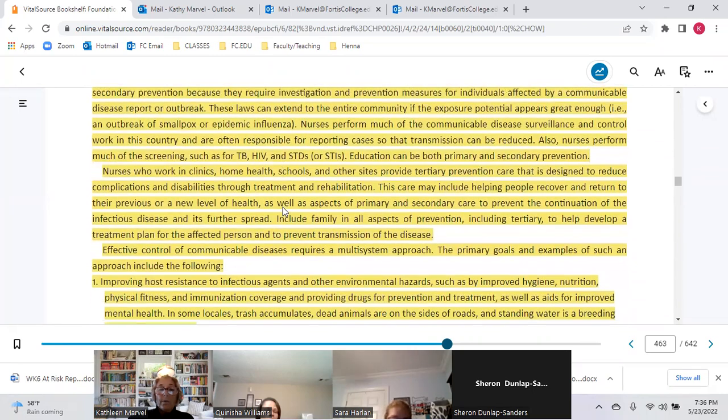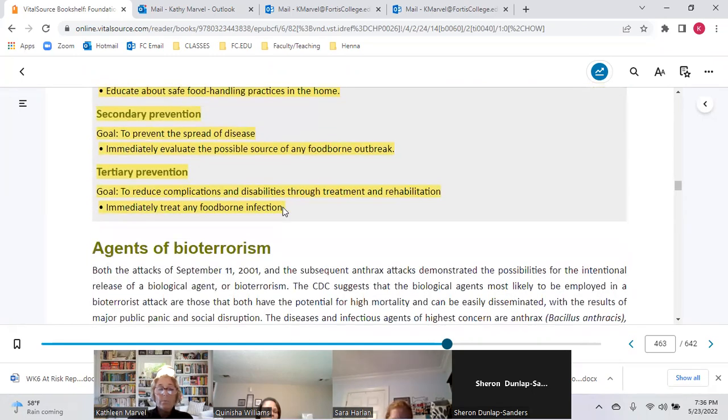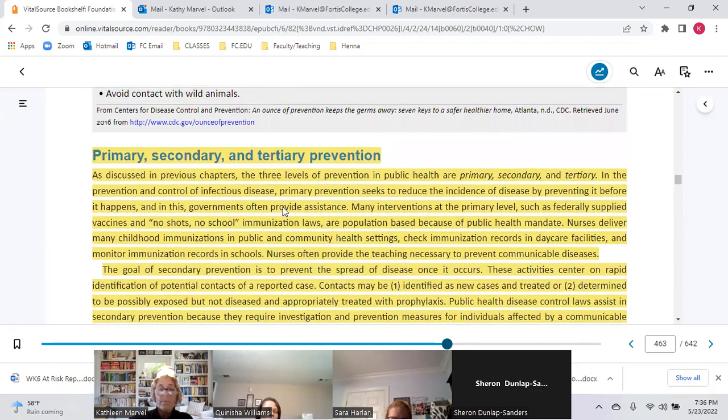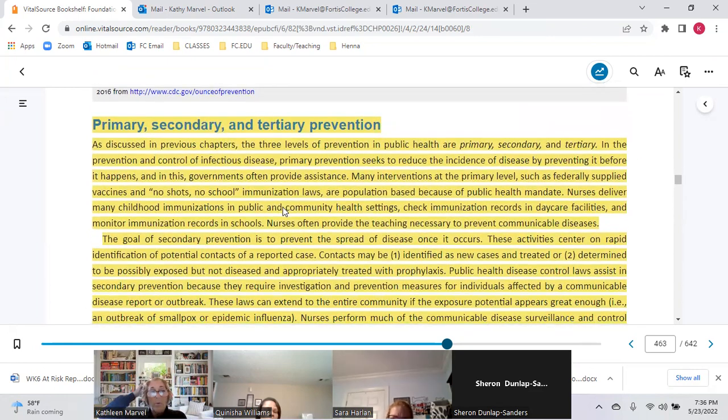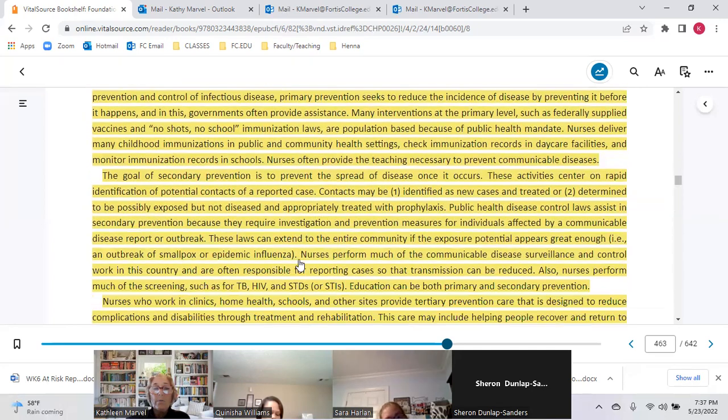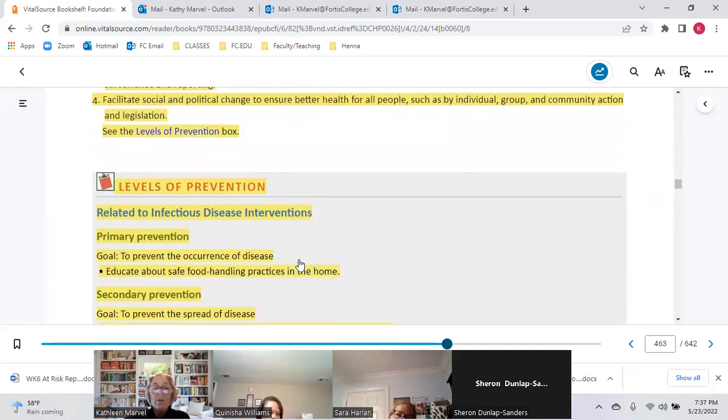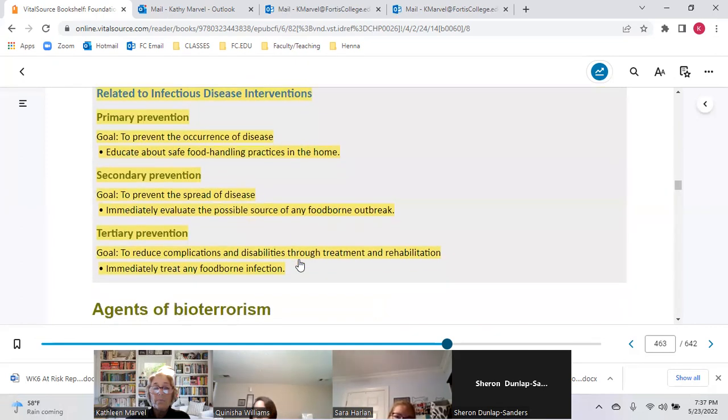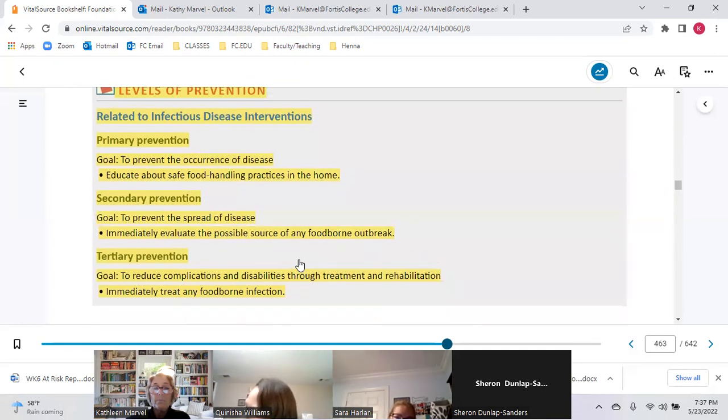This I'm going to have you read on your own because I've highlighted it. This is an excellent summary of primary, secondary, and tertiary prevention in regards to the control of infectious diseases. And it goes through primary, secondary, tertiary in detail. So this is on page 463. I want you to read this whole section all the way down through the box.